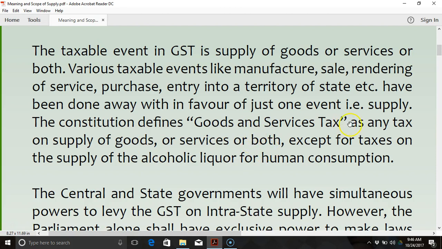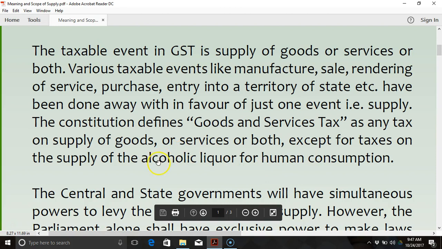Therefore, GST is any tax on supply of goods or services or both, except for taxes on the supply of alcoholic liquor for human consumption. The word used here is alcoholic liquor for human consumption. So, alcoholic liquor for industrial consumption is within the GST Act. Only alcoholic liquor for human consumption is outside the GST Act.